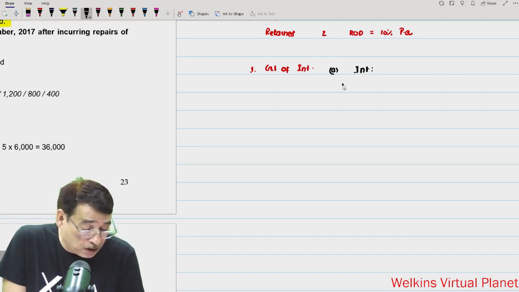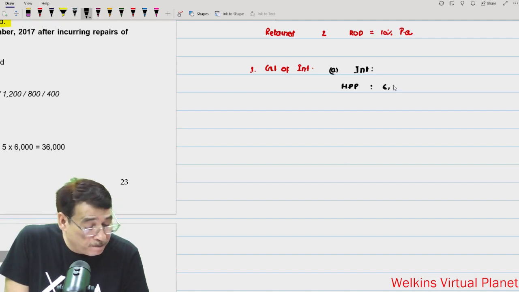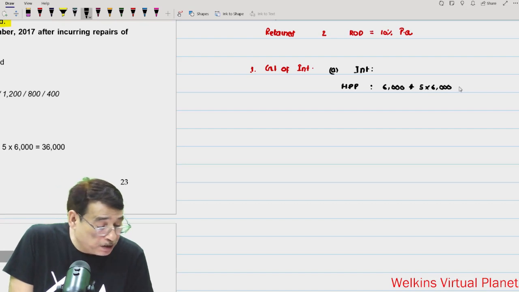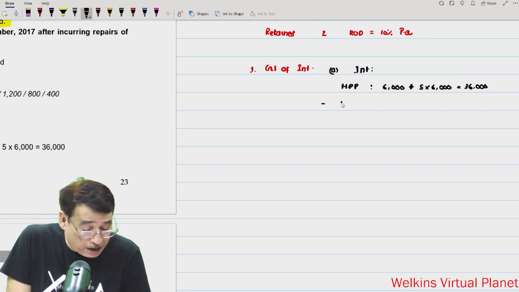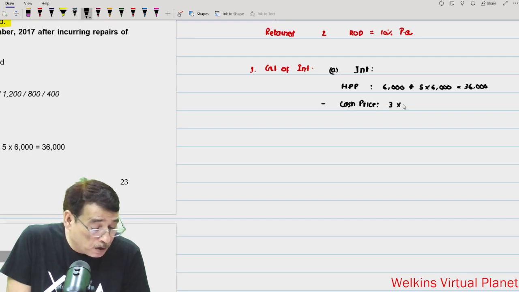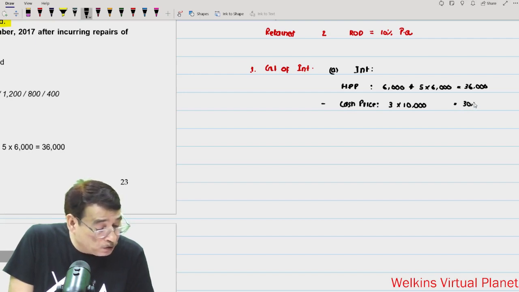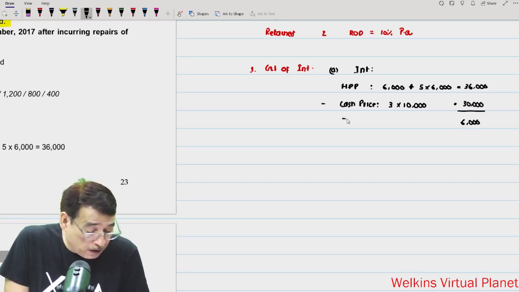Difference between hire purchase price and cash price. Now, what is your hire purchase price? See, your down payment is 6,000. You can simply write 6,000 plus 5 installments, 5 into 6,000. So that means your hire purchase price must be equal to 36,000. And from there on, you are going to subtract your cash price. Cash price was given to us. We purchased 3 items, and each item is having a cash price of 10,000. So 30,000 is total cash price. So that means interest is 6,000. This is your interest.